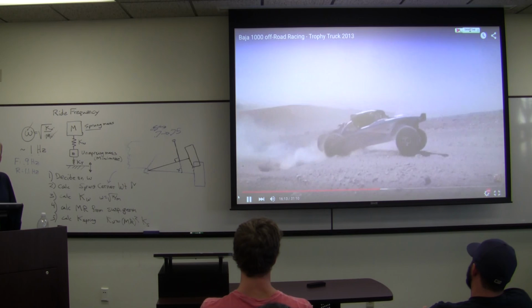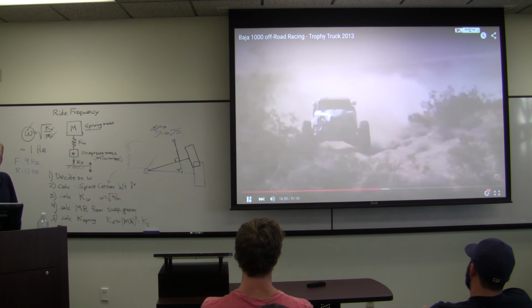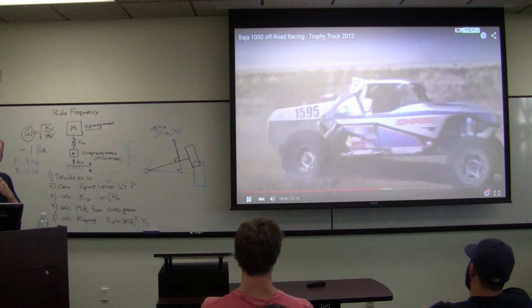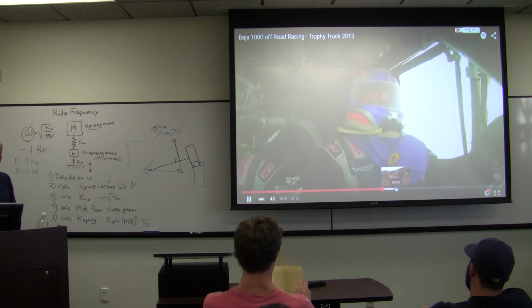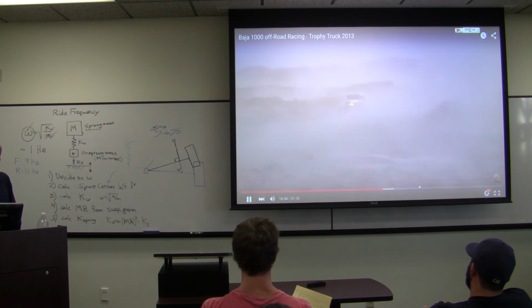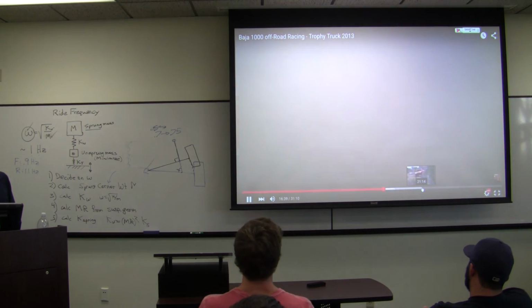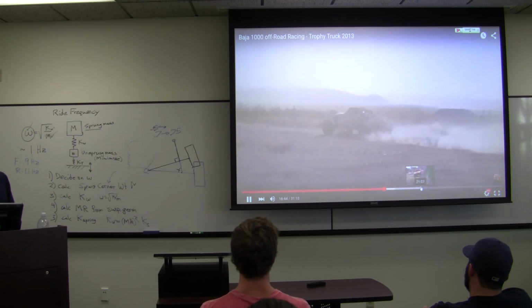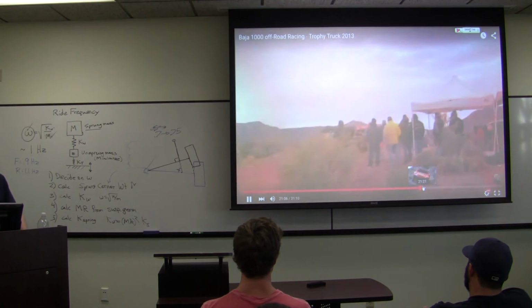So some things to look at. That's an independent rear suspension truck. So this is called articulation, when each wheel is doing something different. Here it is going over some rocks.